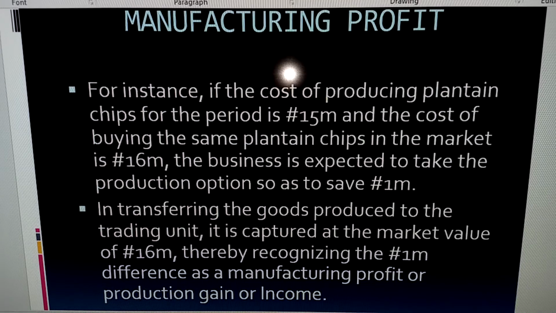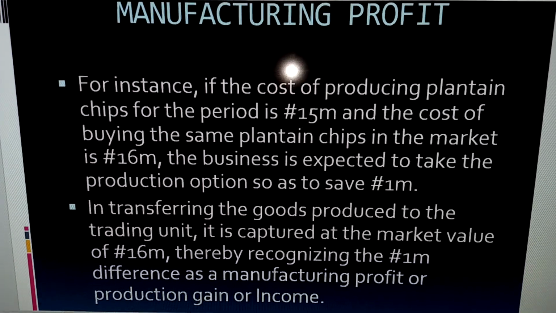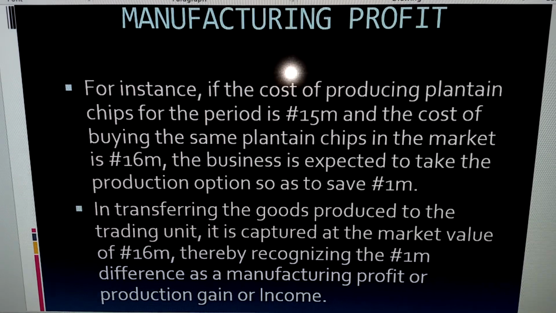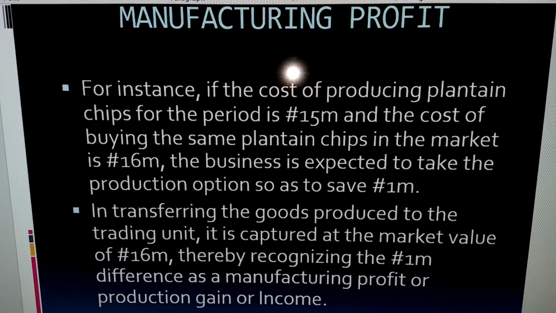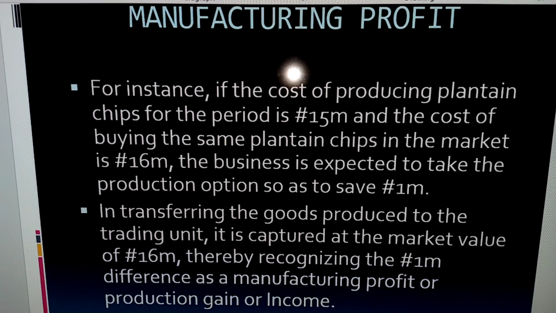Market value of the same product you're producing: if you're producing, it is 15 million. If you're buying from the market, it is 16 million. What's the difference? 1 million. So if you have to produce, you would have saved 1 million. That 1 million is called manufacturing profit.